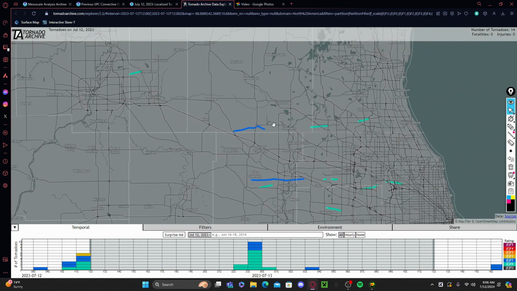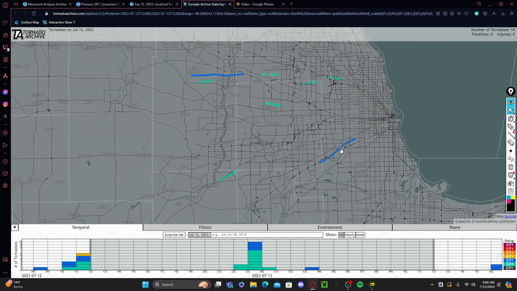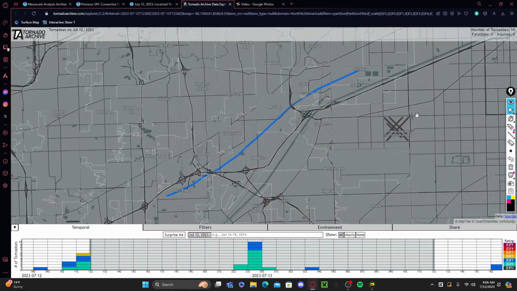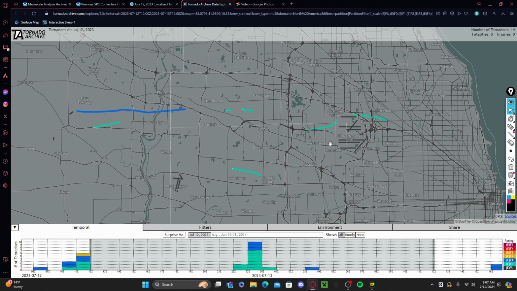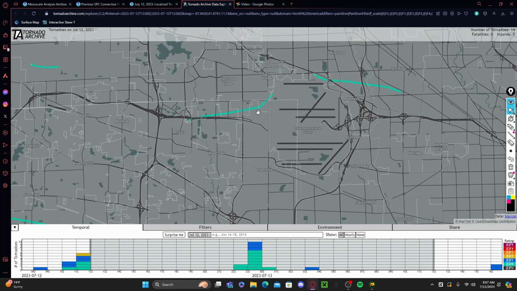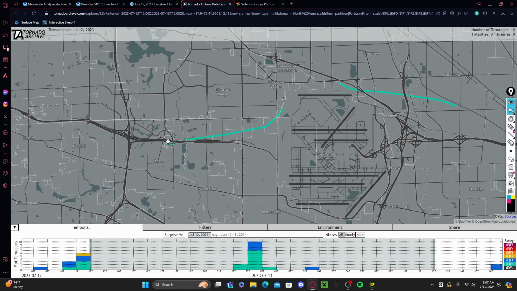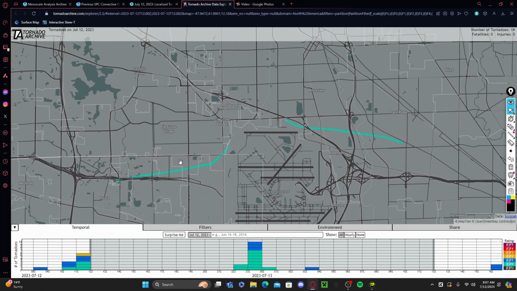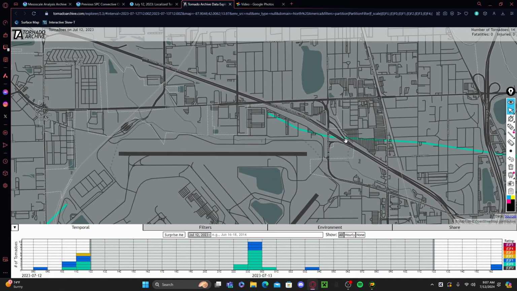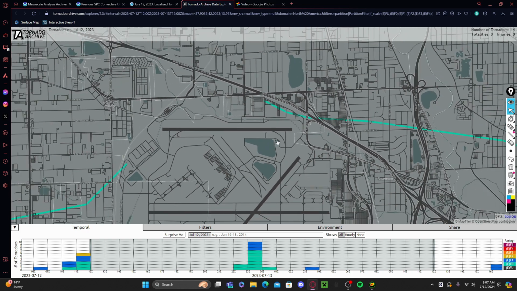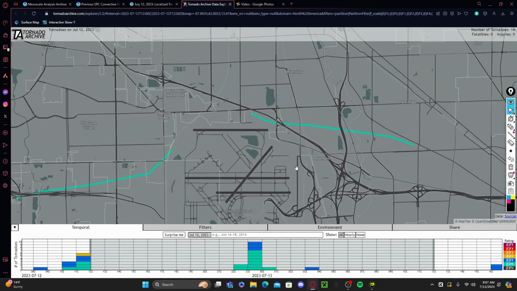The main tornado of the day, I believe, was this Elgin tornado. Also, there was one out here near the Midway Airport as well. So both airports of Chicago were nearly hit. Here's O'Hare Airport. You can see two tornadoes. One lifts before it hits O'Hare. It also goes around it, and then the other one touches back down off the runways, barely missing this airport.